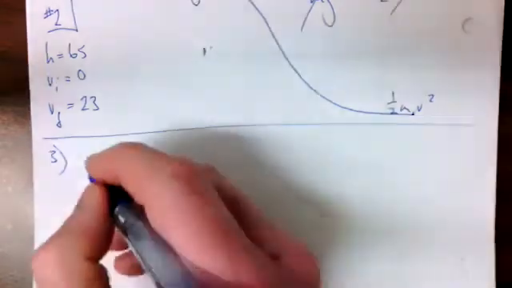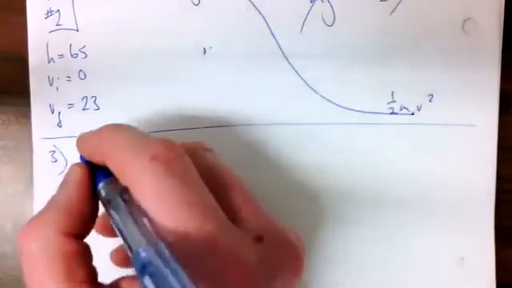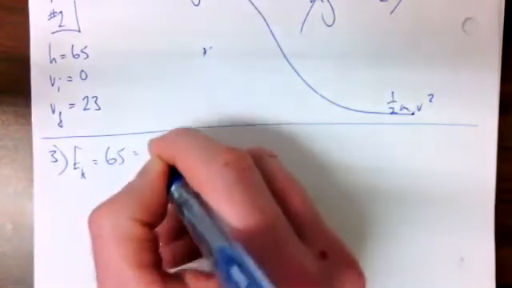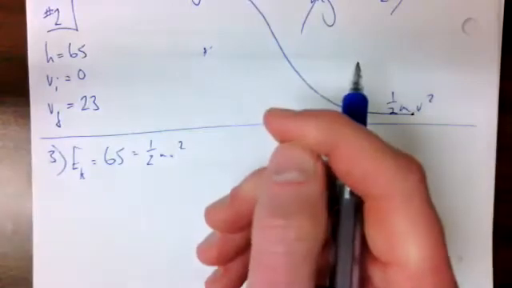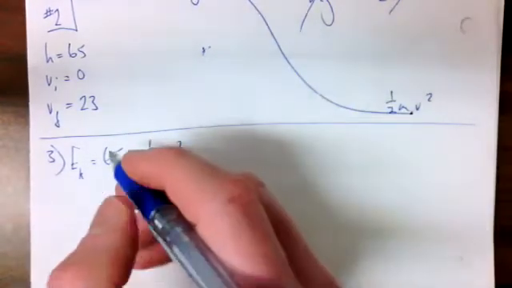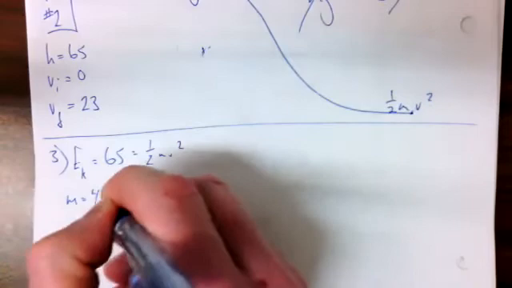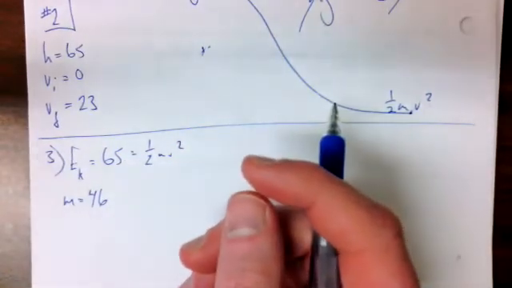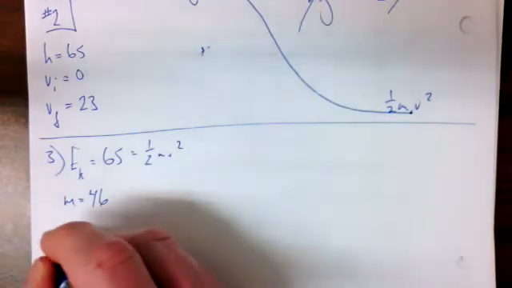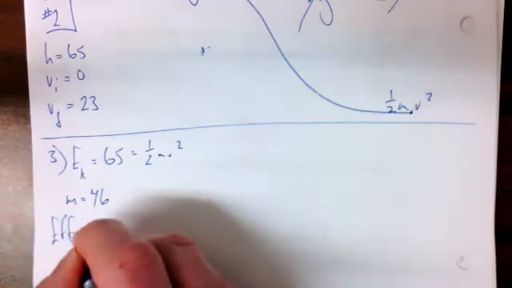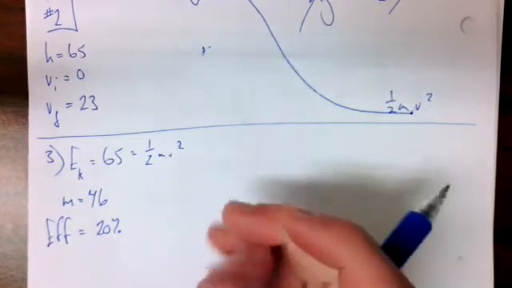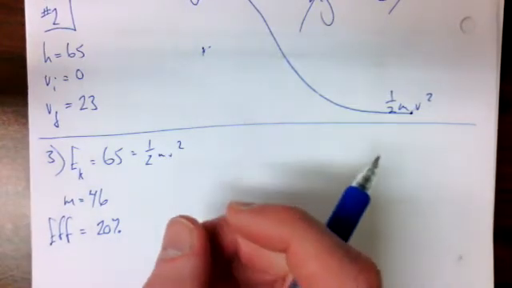Kate? Yeah. A golf club with 65 joules of kinetic energy. So Ek equals 65, which is 1/2 mv squared. Strikes a stationary golf ball with a mass of 46, m equals 46. The energy transfer is only 20% efficient. Efficiency equals 20%. Calculate the initial speed of the golf ball.